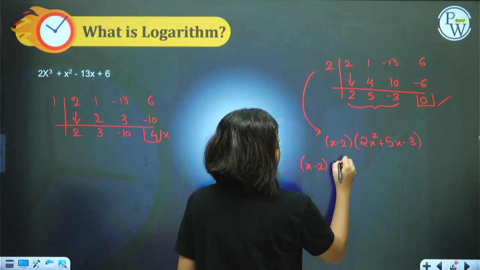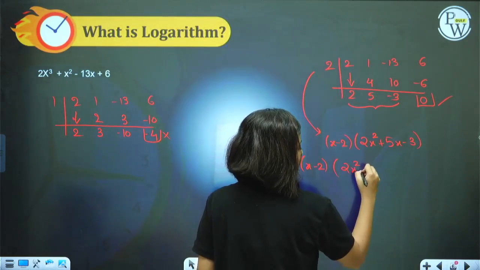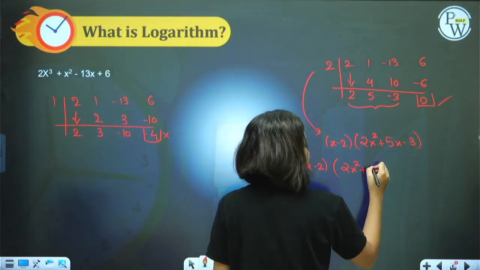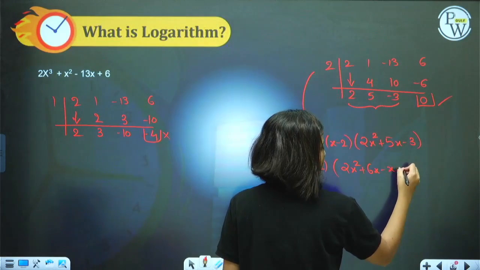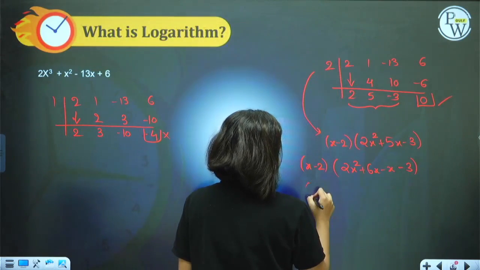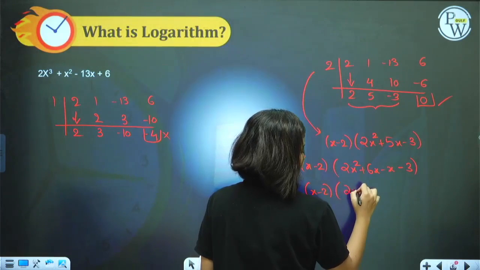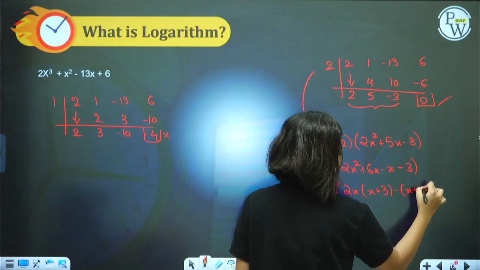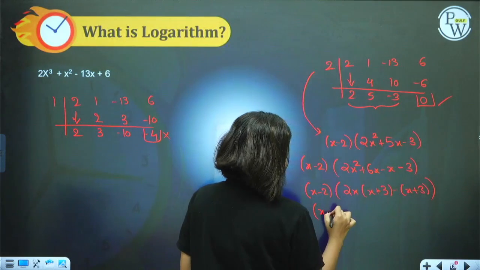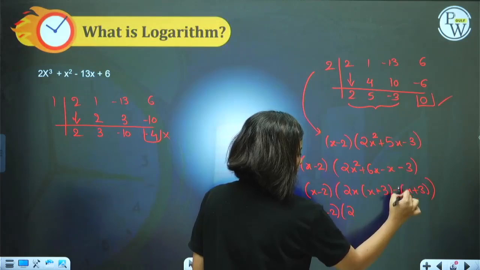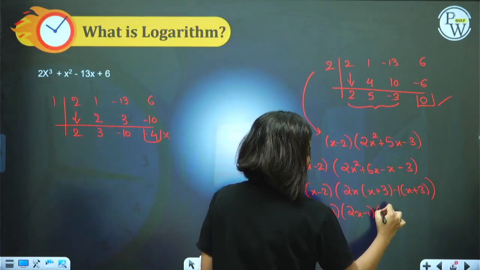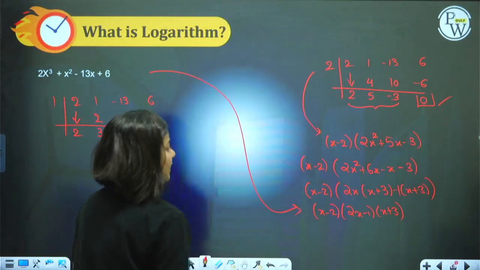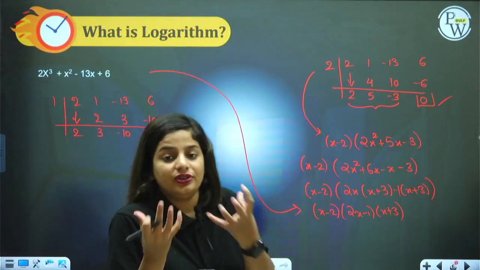This x minus 2, let it be as it is. 2x square 6, right? We need the multiplication as minus 6. So 6x minus x minus 3. 2x common, x plus 3, minus common, x plus 3. That's x minus 2, 2x minus 1, and x plus 3. Can you see this particular cubic equation has been factorized into 3 factors?